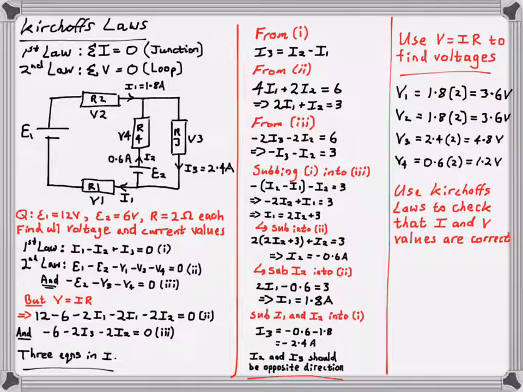And if I do the same thing for the voltage values in a loop, I should find that that's also correct. So that's just a way of checking your work and making sure that your voltage and current values are correct. So this is the circuit solved using Kirchhoff's laws.